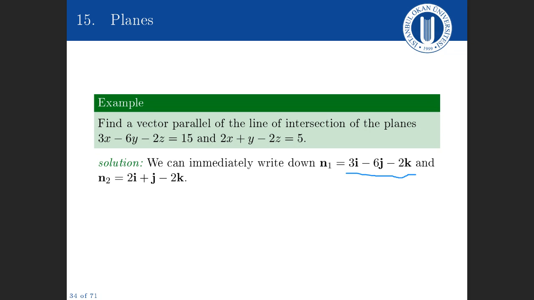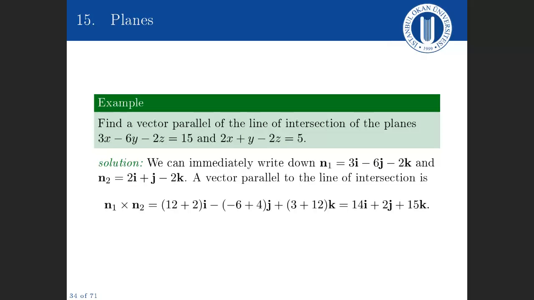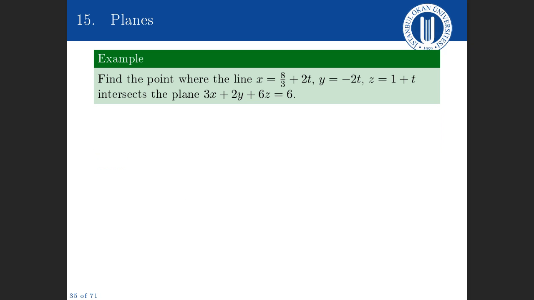And for the second plane, we do the same thing. The numbers are 2, 1, and minus 2. So the second normal vector is going to be 2i plus j minus 2k. Then all we need to do is calculate the cross product of these two vectors to get our answer. A vector parallel to the line of intersection is 14i plus 2j plus 15k. Let's move on.